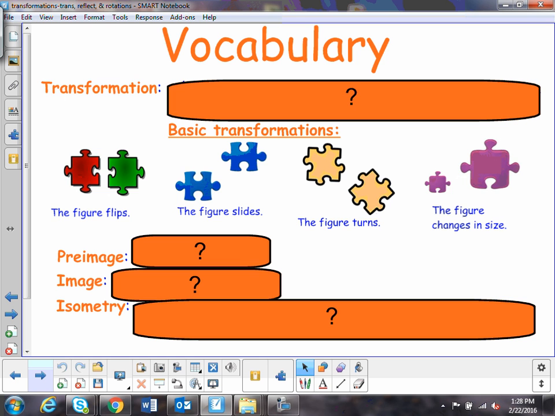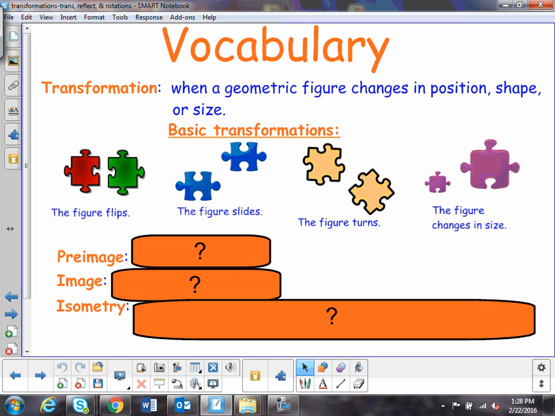Many transformations. You did this in middle school, so it shouldn't be too new to you. It's a geometric figure, or even just anything, that changes in position, shape, or size. Changes in position, shape, or size.